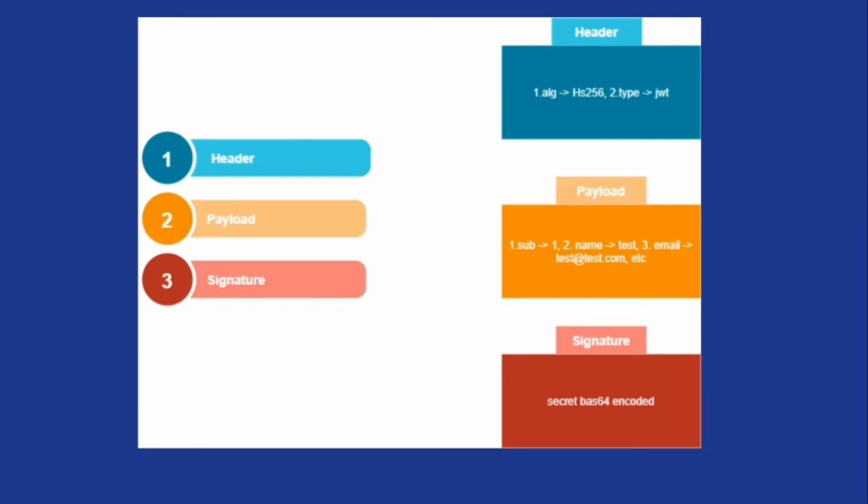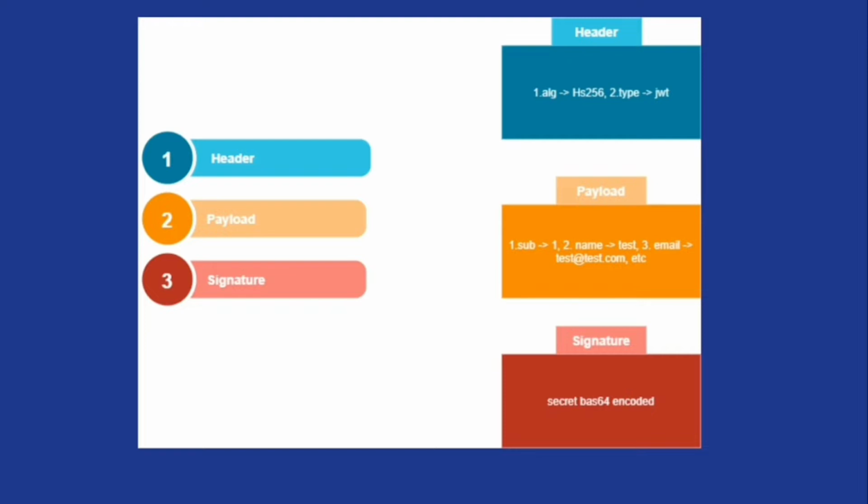In general, a JWT token is an encoded string, but it is made up of three components: header, payload, and signature. As a UI developer, you don't need to know all these things, but it is better to have an idea of how a JWT token is framed.